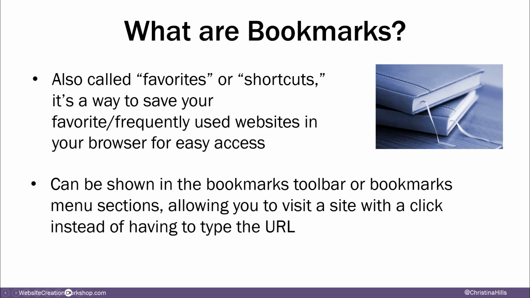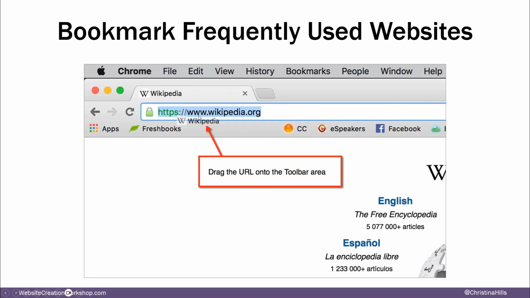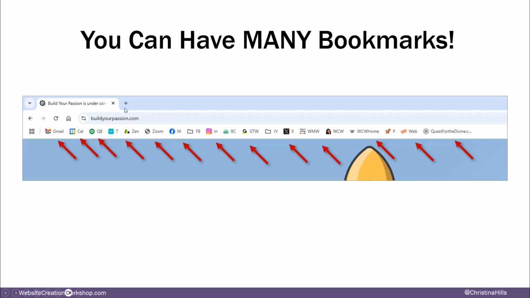It's a way to save your favorite or most frequently used websites in your browser for easy access. So it can be shown in the bookmarks toolbar or bookmarks menu section, allowing you to visit a site with a click instead of having to type the URL. And so this is the way you do it. When you go to a site, you click and drag, like right before the URL, you click and drag on to the toolbar area. And you can have many bookmarks.